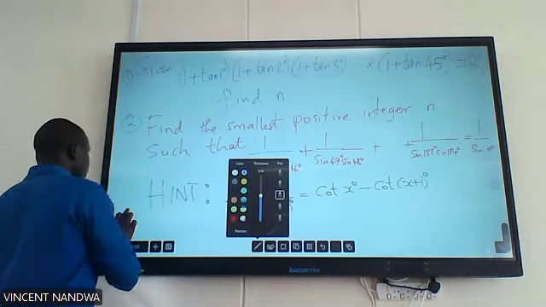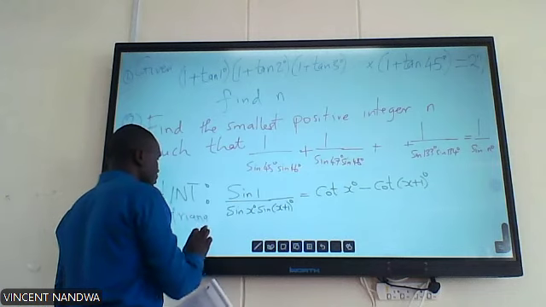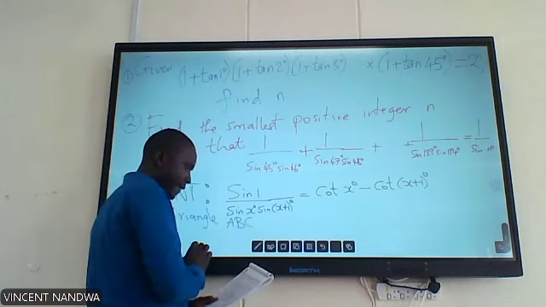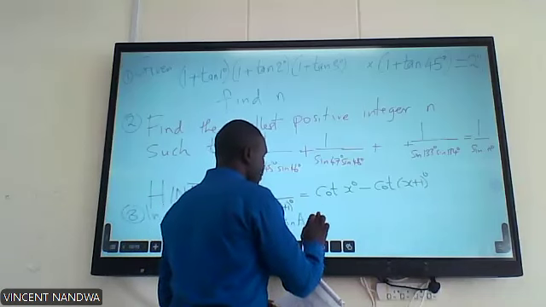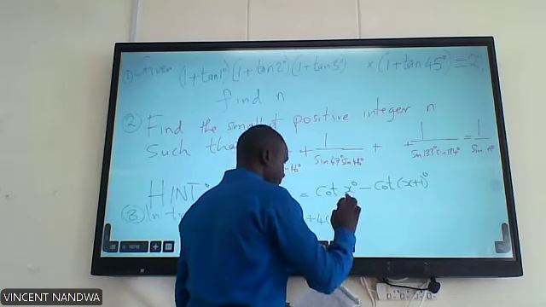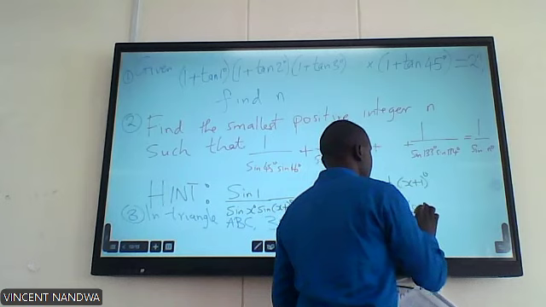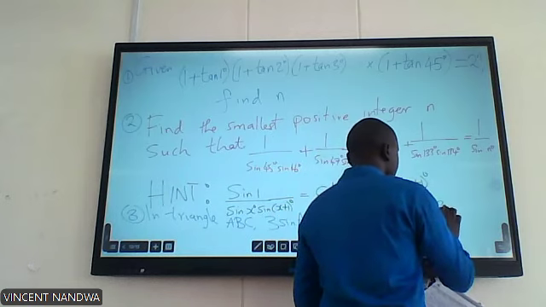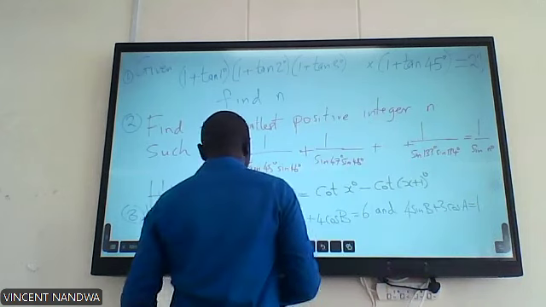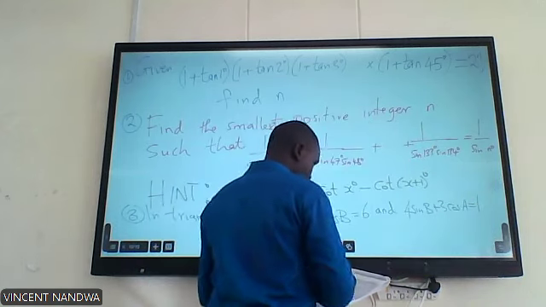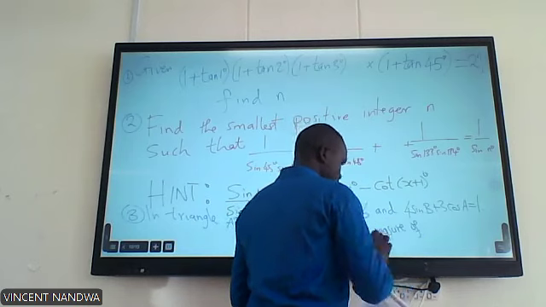Last problem. In a triangle ABC, 3 sine A plus 4 cos B is equal to 6 and 4 sine B plus 3 cos A is equal to 1. So find the measure of angle C.